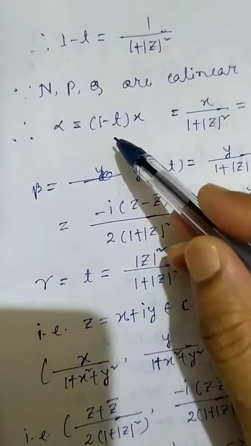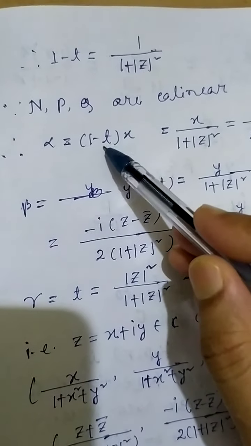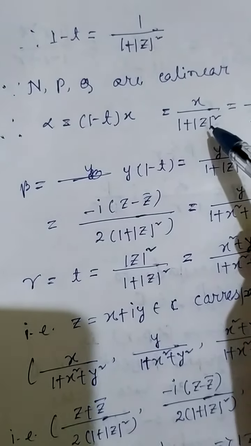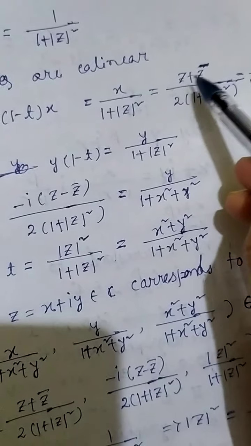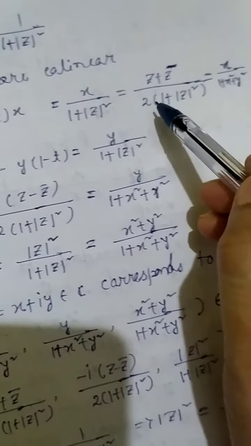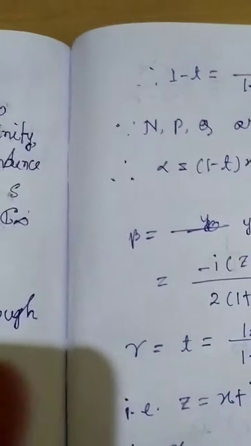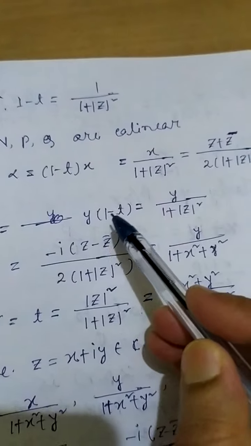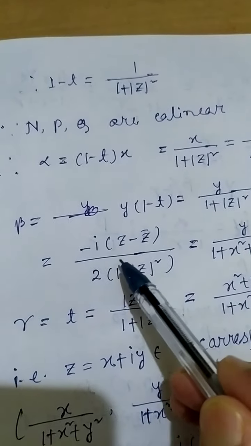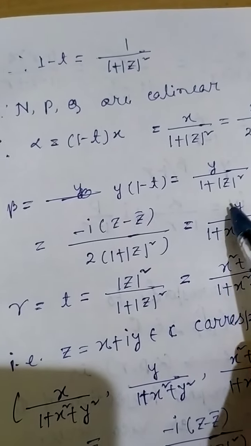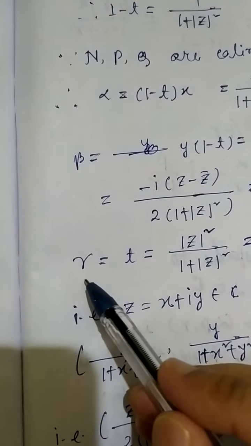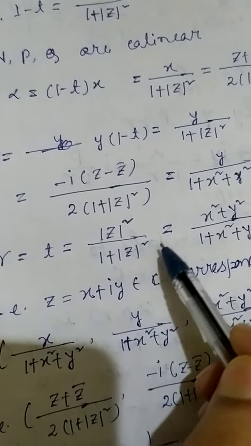So just put the value of 1 minus t. x can be written as z plus z bar divided by 2, or in terms of x, y, something like that. Similarly, beta can be written in this way. This is simple calculation. In terms of z you can write down this expression, or in terms of x, y you can write down this expression. Or gamma, for gamma is equal to t, this is our gamma.